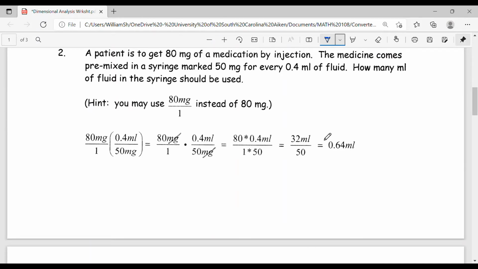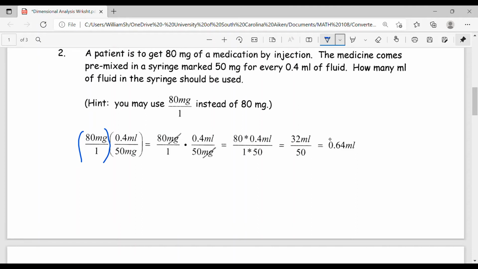Alright, so number 2 says a patient is to get 80 milligrams of medication by injection. The medicine comes pre-mixed in a syringe marked 50 milligrams for every 0.4 milliliter of fluid. How many milliliters of fluid in the syringe should be used? The hint says you may use 80 milligrams over 1 instead of just 80 milligrams. This helps you set up your equation over here because it gives you both a numerator and a denominator. So you've got 80 milligrams over 1.